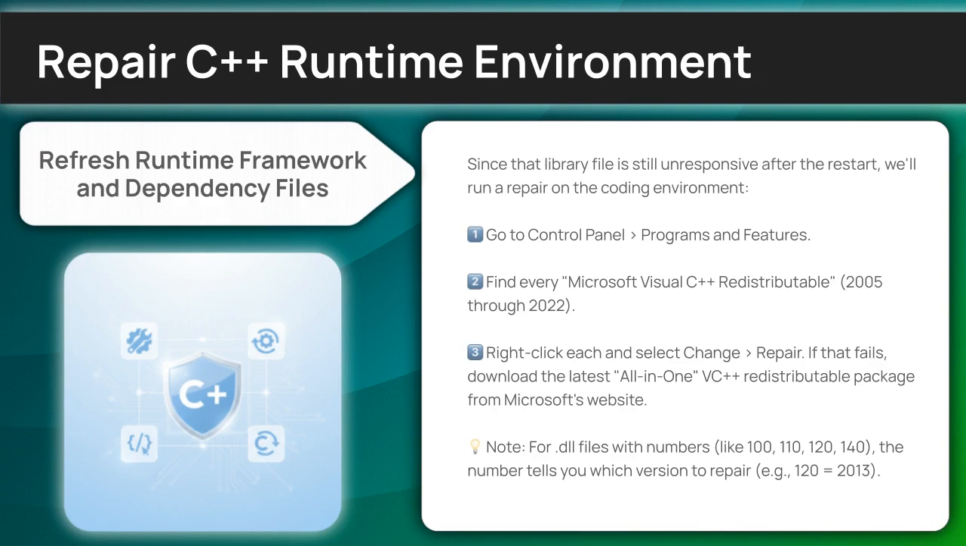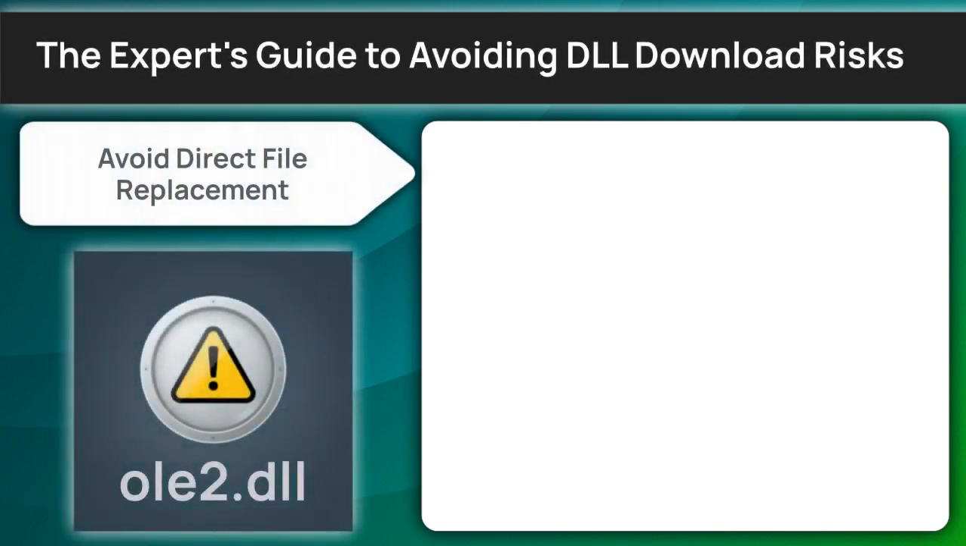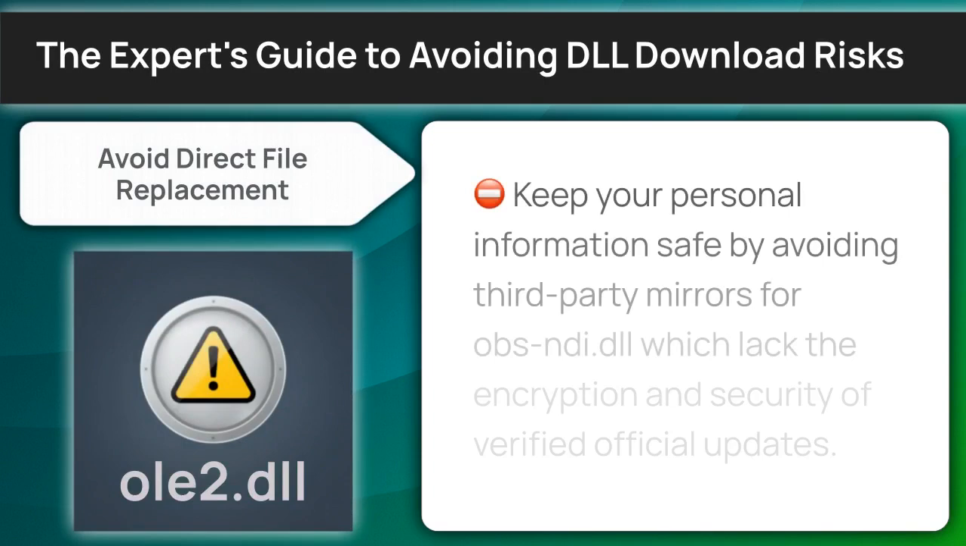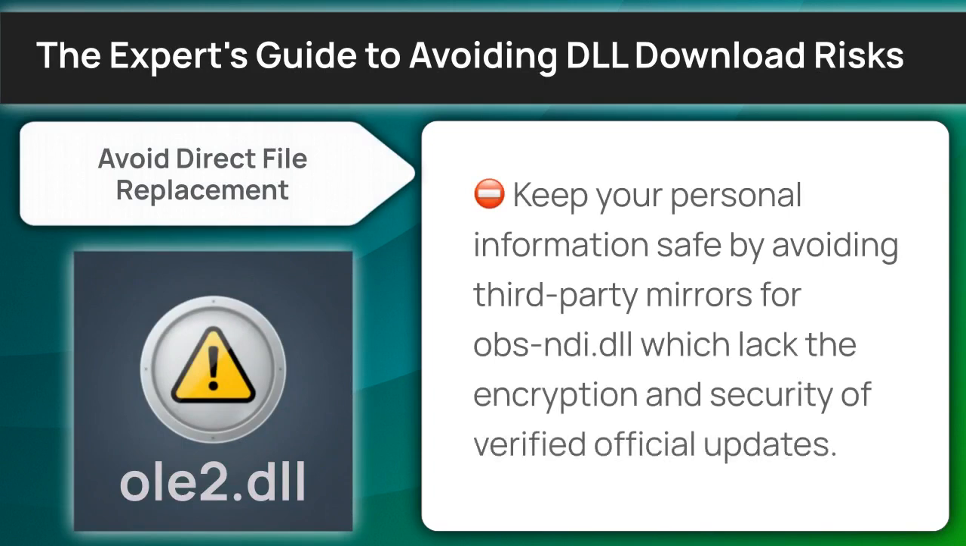Please note that for DLL files with numbers, the number tells you which version to repair. For example, 120 equals 2013. From a systems engineering perspective, there is one major security pitfall I need to help you avoid. Don't let a small error become a total system rebuild by trying to force install the OLE2 Library DLL into directories where it doesn't belong.